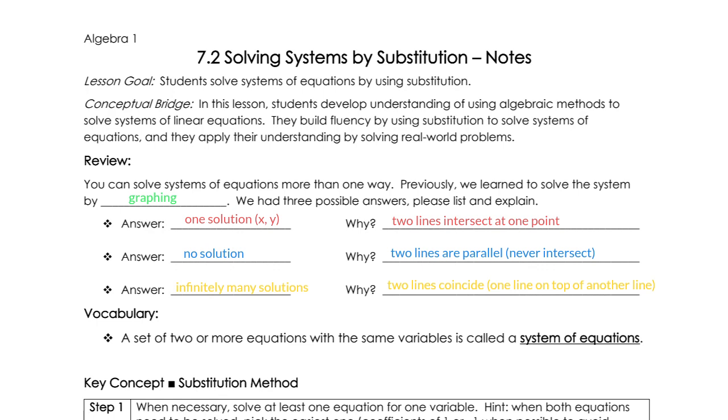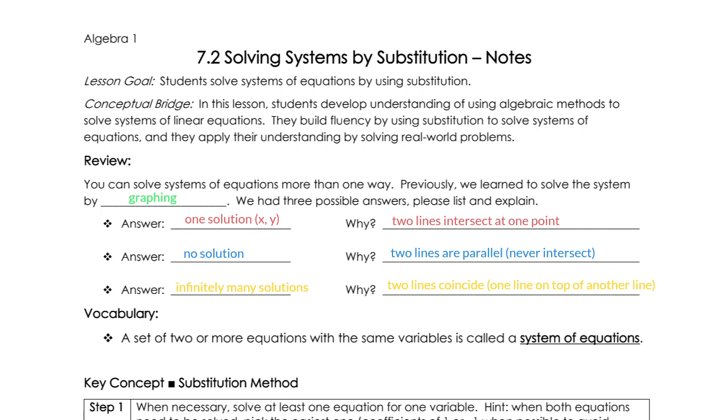So we have a quick little review here. You can solve systems of equations more than one way. Previously, we learned to solve the system by graphing. We had 3 possible answers. Please list and explain. The first one was one solution where we read it as an ordered pair x comma y. This would be when 2 lines intersect at one point.